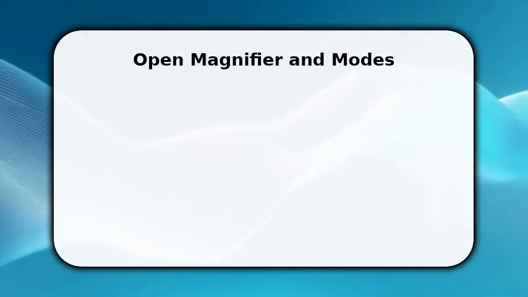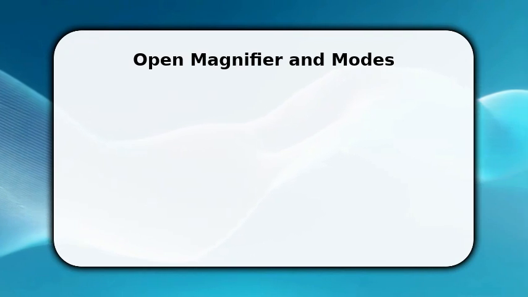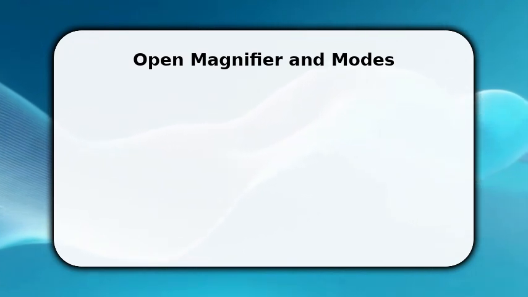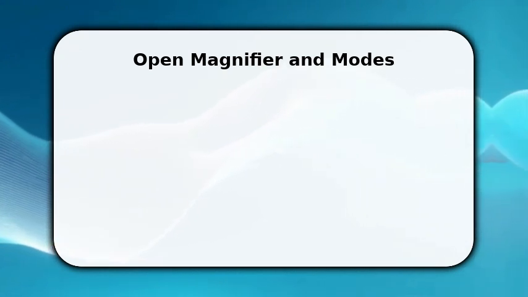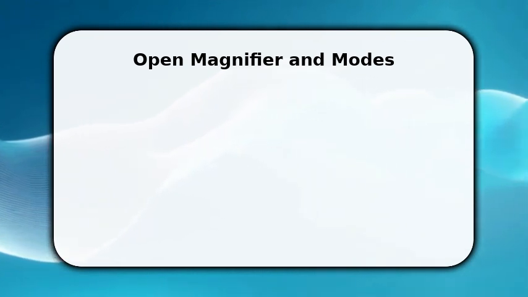Press the Windows key and the plus key to open Magnifier now. This launches the tool and starts magnification immediately so you can see changes. Magnifier supports 3 primary modes: full screen, lens, and docked for flexible viewing.